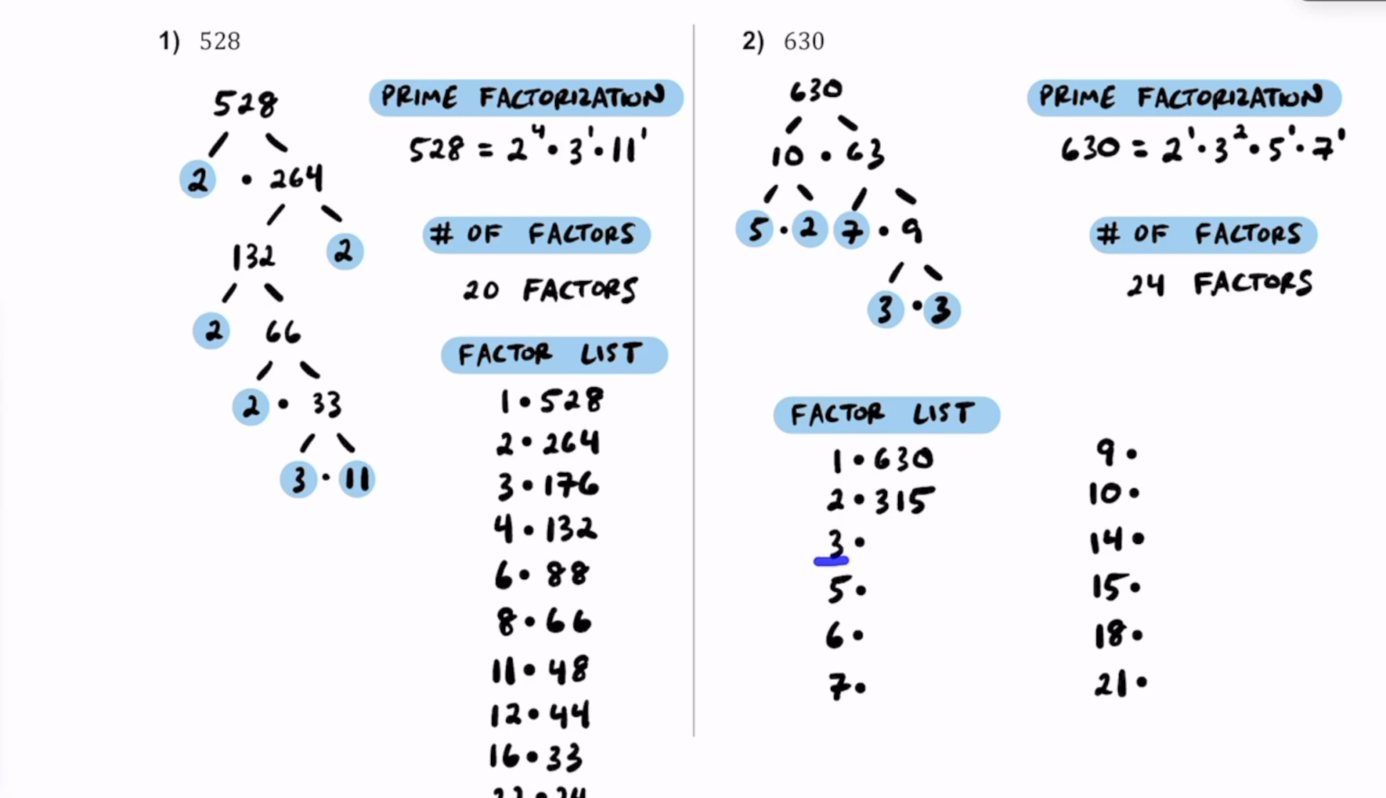Then for this 3 over here, that's right over on this spot here. So let's go ahead and multiply the rest of these. 5 times 2 is going to be 10. That's going to be 70. That's going to be 210. So 3 times 210 is 630.